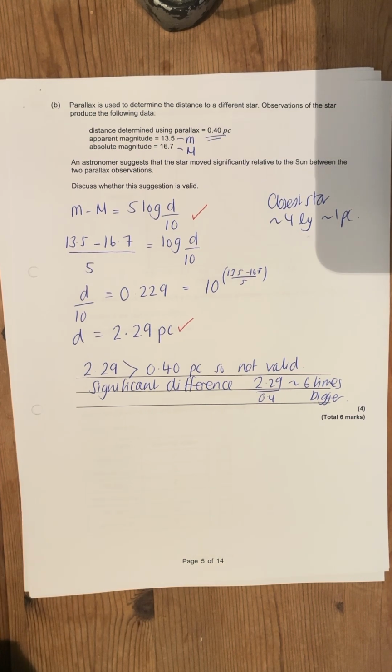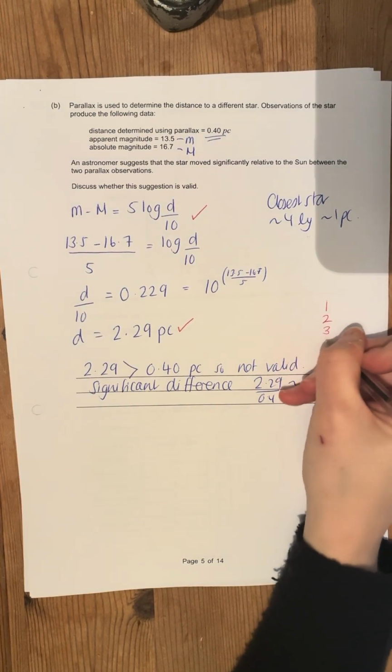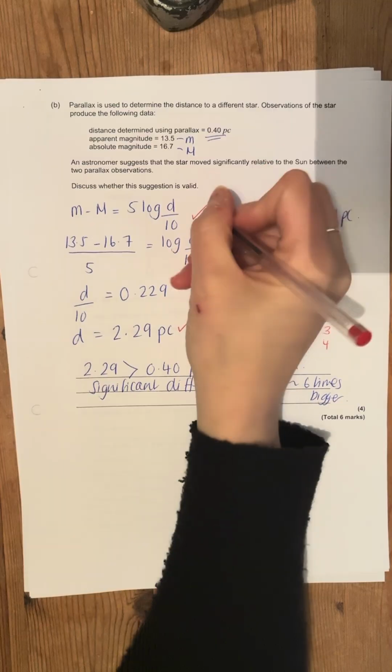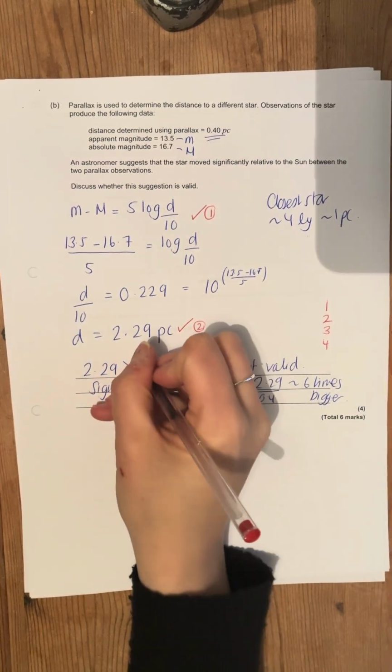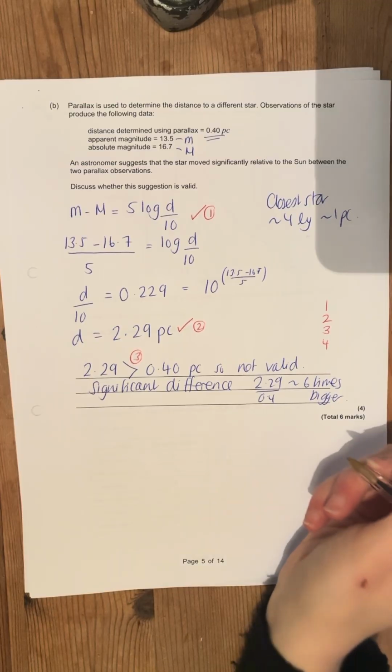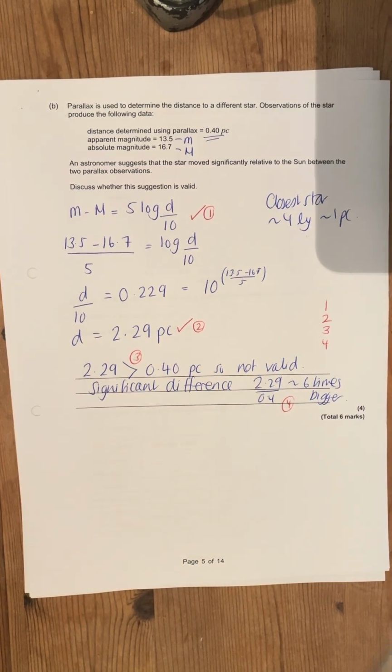But not the easiest of questions to get all 4 marks for. If I marked your paper, I wrote 1, 2, 3, 4. 1 was for using that equation. 2 was for getting a correct number. 3 was for this comparison. And I don't know if anyone got 4, but it was for that extra bit of information.